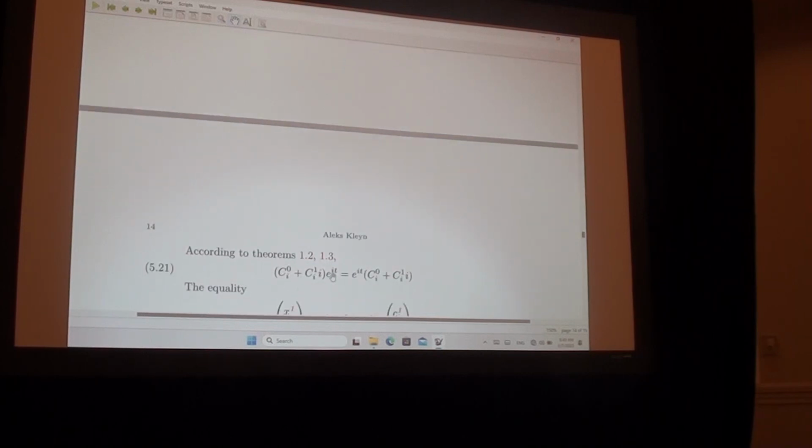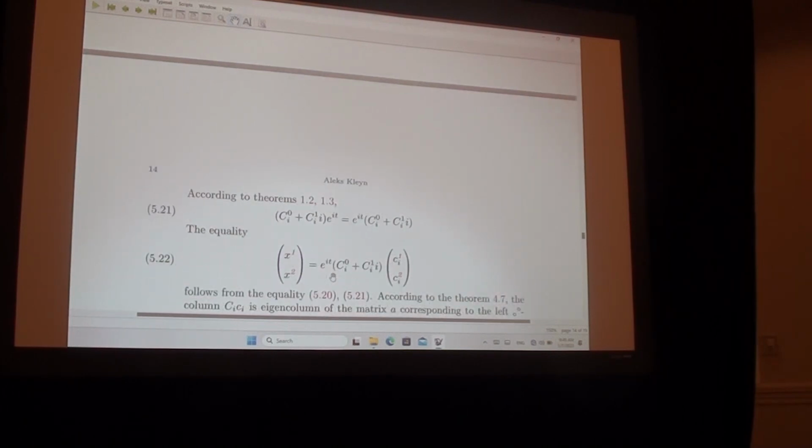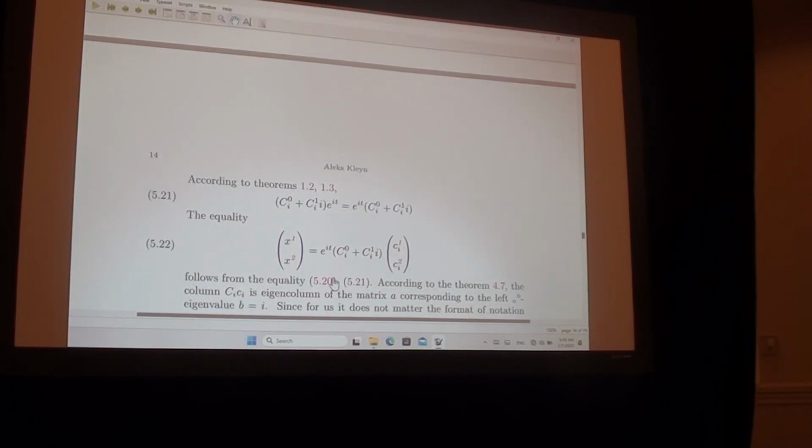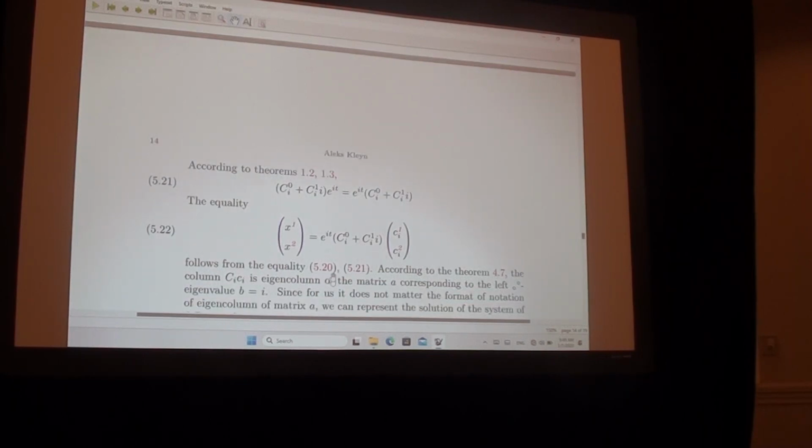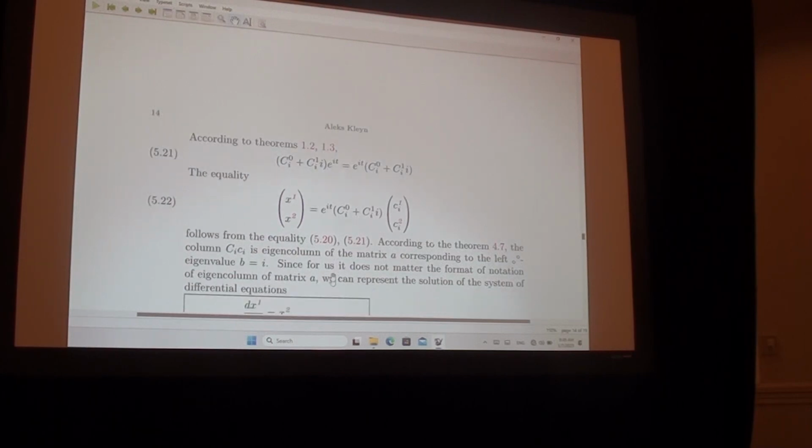According to theorem 1.2, 1.3, that we considered in the beginning, equality 5.21 is true. And equality 5.22 follows from equalities 5.20 and 5.21. According to theorem 4.7, the column c_i is an eigencolumn of the matrix A corresponding to the real eigenvalue e equal i.